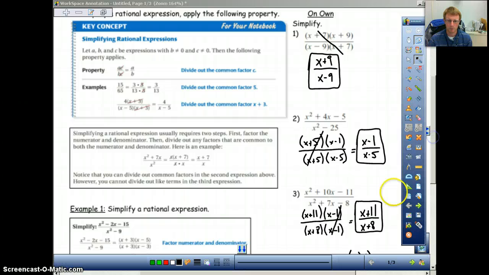Next one, we have the top one factors to be x plus 11, x minus 1. The bottom one factors to be x plus 8, x minus 1. The x minus 1s cancel out. You're left with x plus 11 over x plus 8.